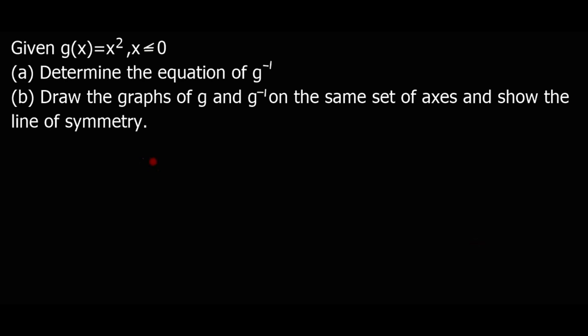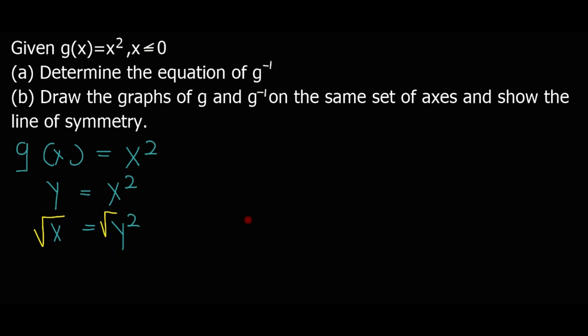Part A question: determine the equation of g inverse. Let's start with this one first: g of x equals x squared. And then from there, you can replace g of x with y, and then interchange x and y. This is x equal to y squared. And then now, take the root of both sides. So now y equals plus or minus root x.